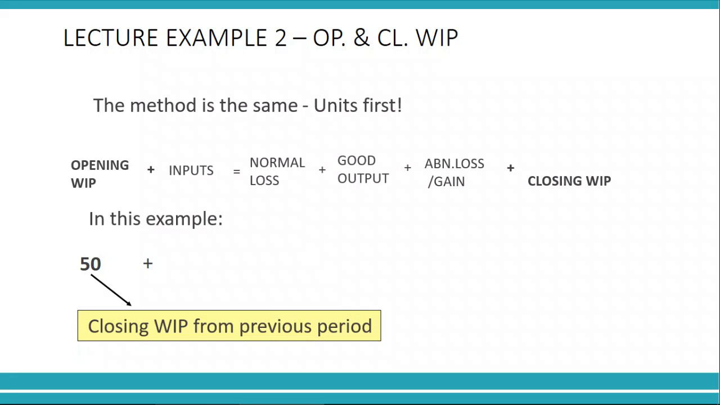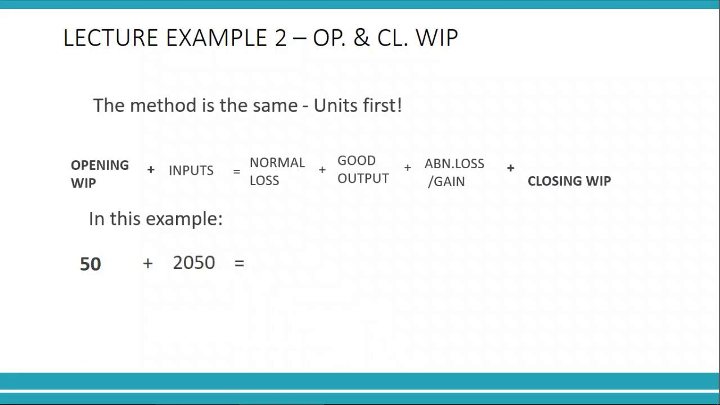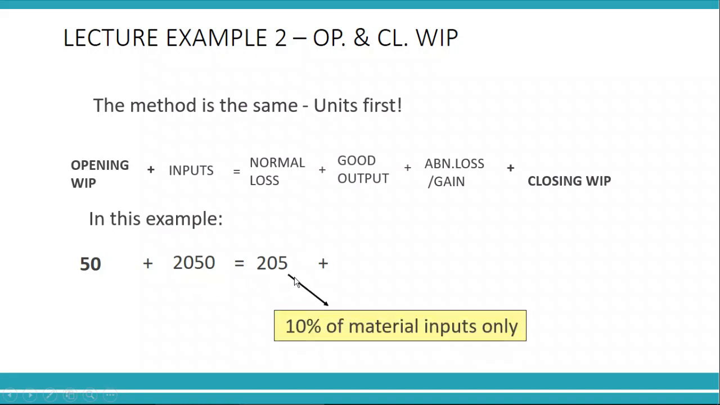And now we come up to the next period. The last month closing work in process becomes the opening work in process for the next month, and then you added 2050 units in input, and you have a normal loss of 10% of this input, which is 205 units. This is 10% of material input only.